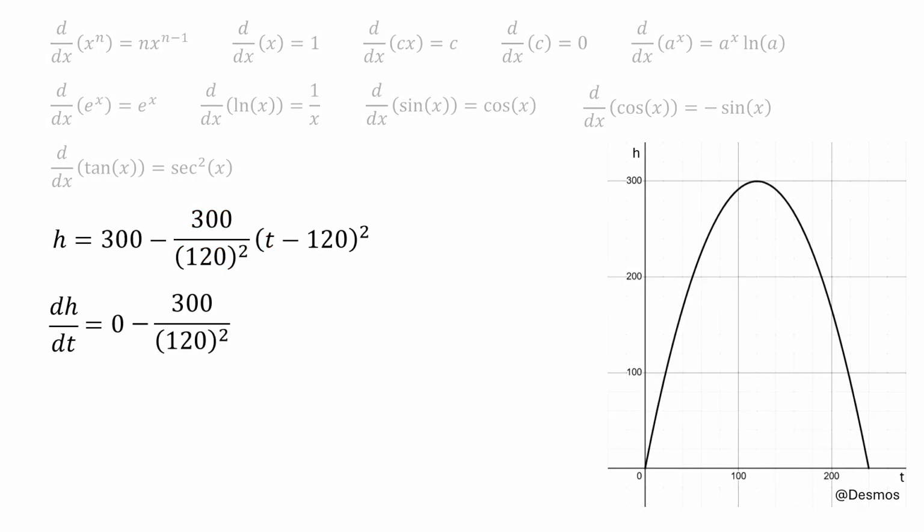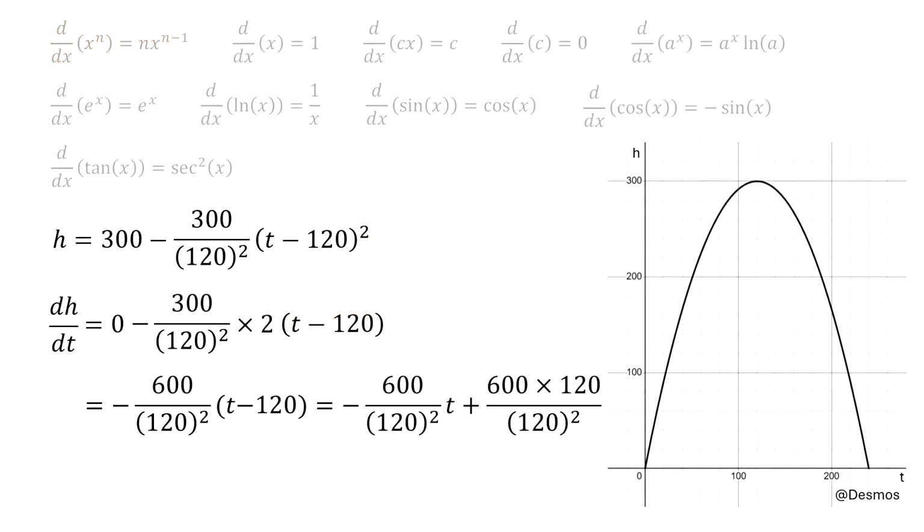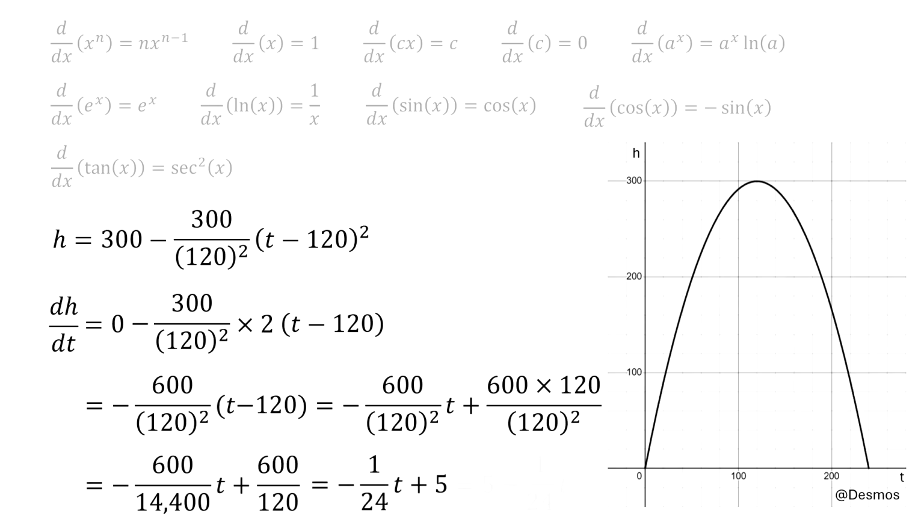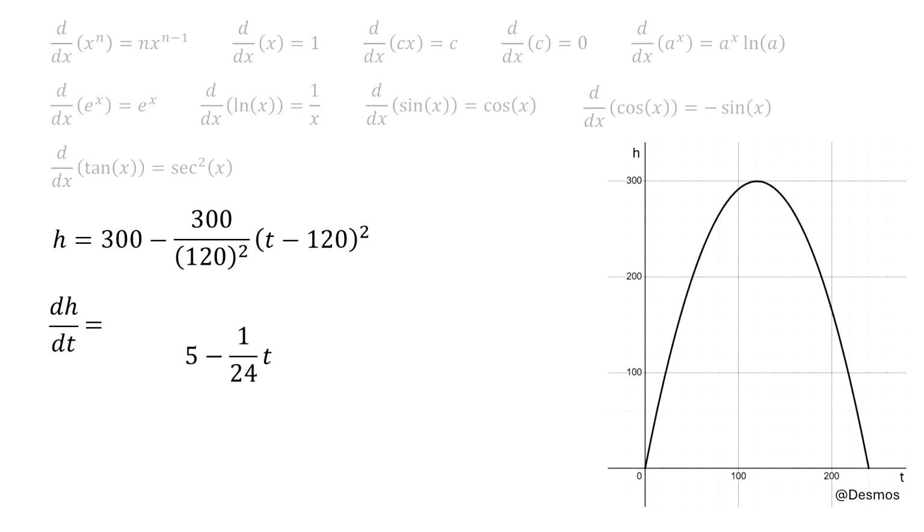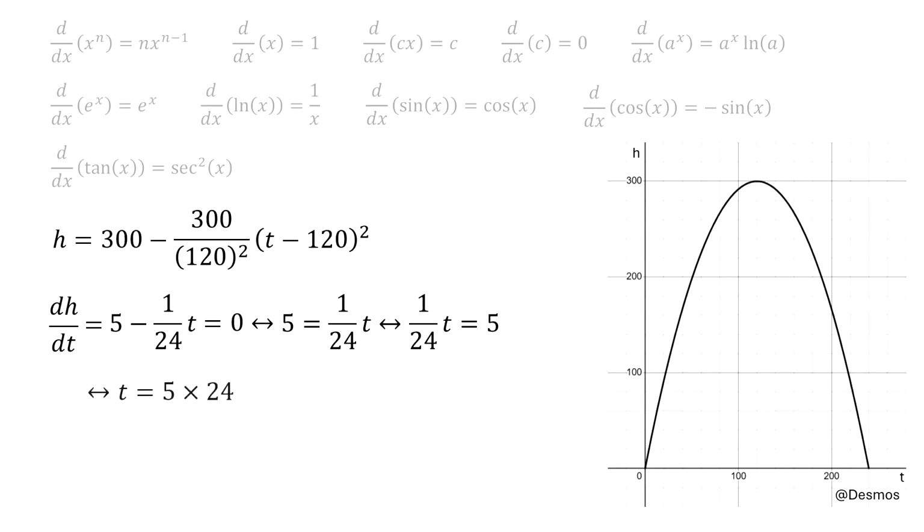Just treat whatever's inside the parentheses as x. The derivative of x squared is 2x, so it's 2 times whatever is in the parentheses. Next step. Simplify this. It's just basic algebra, so I won't go into details. Now that you've got the derivative, find out when the slope hits 0. This means you reach the top of the mountain after 120 minutes, that is, 2 hours.